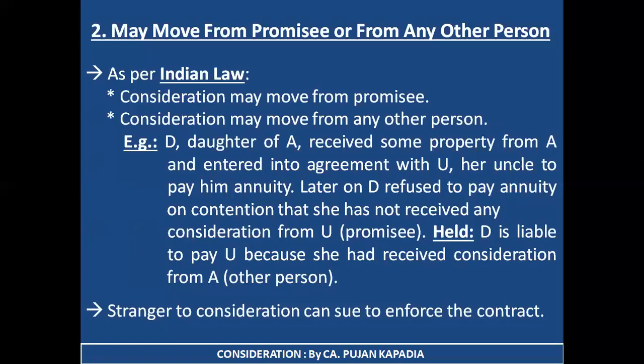So in this particular case, consideration is not moving from the promisee. It is the person to whom the promise has been made. He is not giving anything to D, that is the daughter. But at the same time, D, the daughter, is receiving property. So she is receiving some consideration. From whom? From A, that is some other person. Mr. A was not a part of the promise, but she has received consideration from another person. Yes, so she is liable to pay annuity to her uncle.